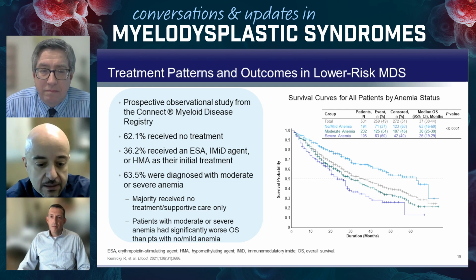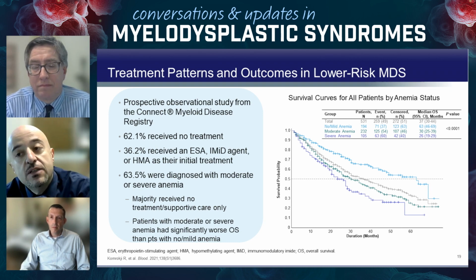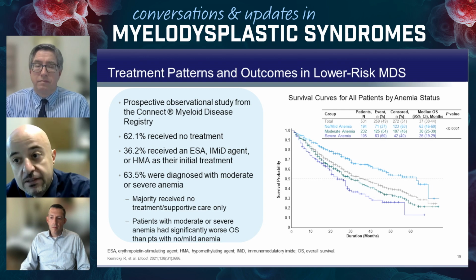In the Connect registry that Mikkael and I presented, there are some patients with moderate and severe anemia, a substantial number of them not receiving any treatment. So that's one point. But I agree in general, obviously, we wait till the patients have cytopenia that affects their quality of life or they're symptomatic. Most commonly, we treat anemia. And I think the approach mentioned is reasonable. I think luspatercept comes really in patients with MDS with ring sideroblasts at this point.